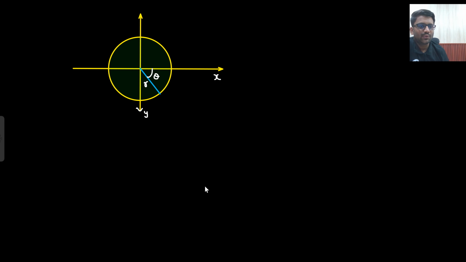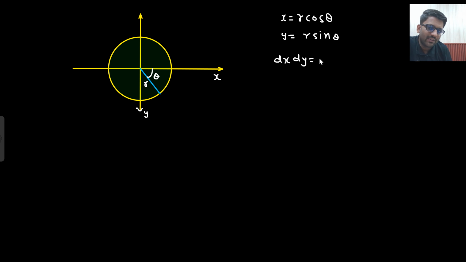Those who have studied EMFT will be able to relate it. So x will be replaced with r cos theta, right? From here you can see that x is r cos theta and y will be replaced with r sin theta. And what will your dx dy be? So dx dy will be equivalent to r dr d theta. Do you remember all these things? Say yes or no.